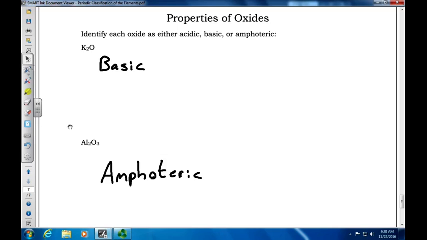So knowing these kinds of things, knowing what you can find in terms of periodic trends is very important, and it will show up again and again in future classes and in future lessons.